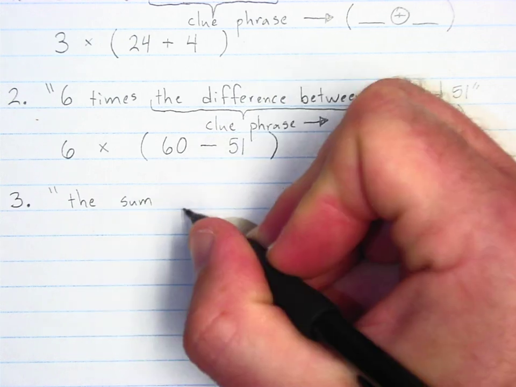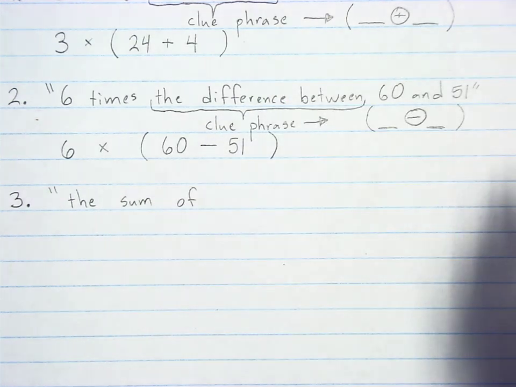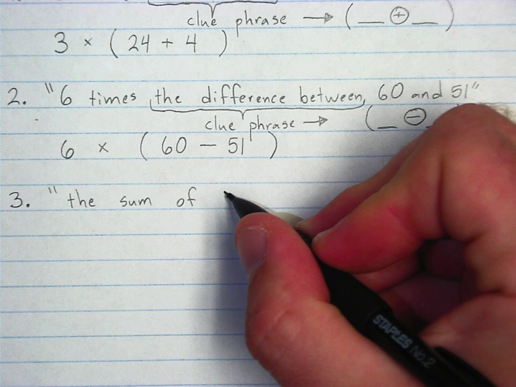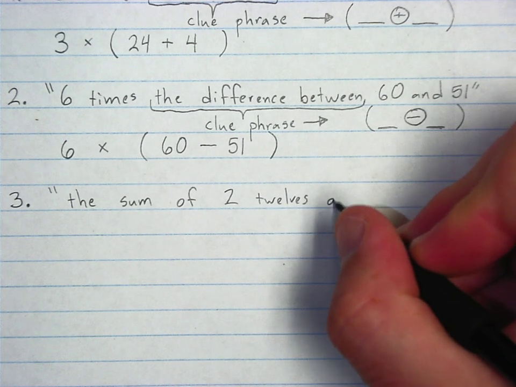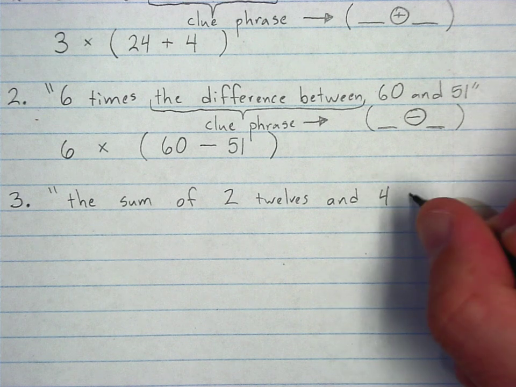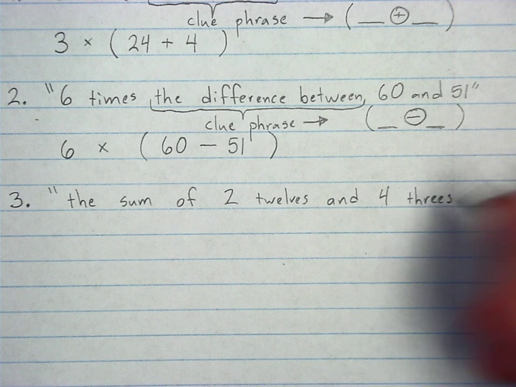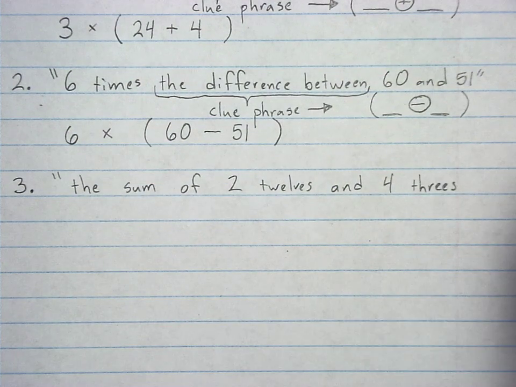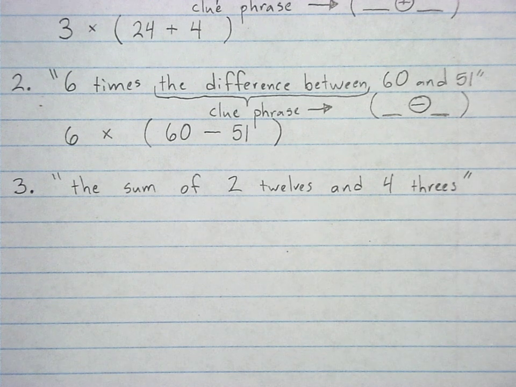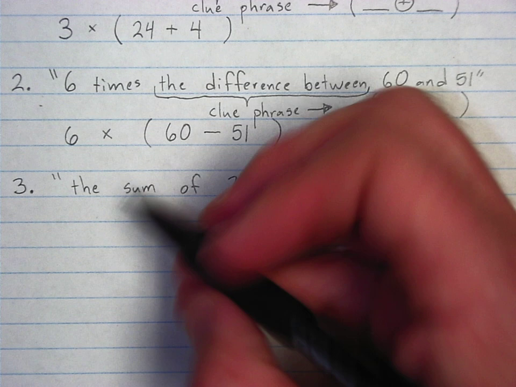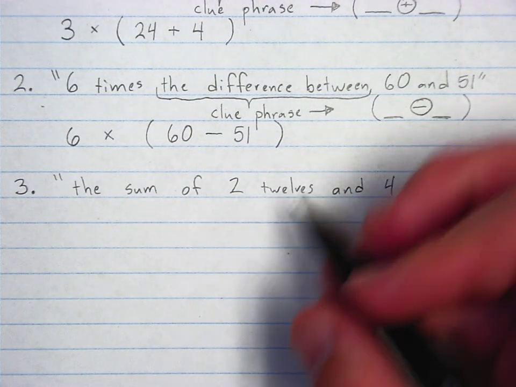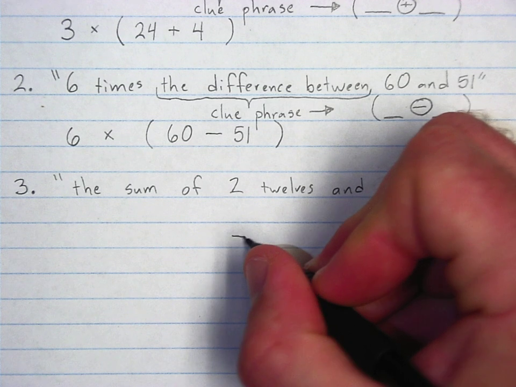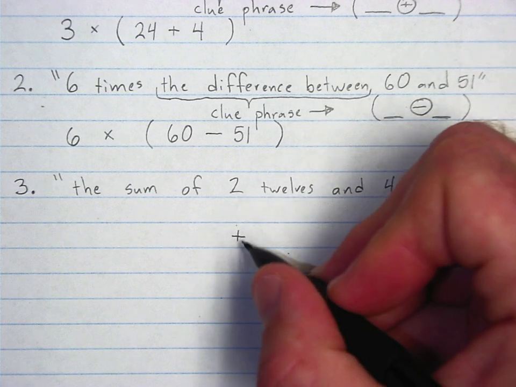The sum of 2 12s and 4 3s. Okay, close quotations. Well, we have our clue sentence again. The sum of... I'm going to cut that stuff out. We've done that already. The sum of, I know we're going to be adding, right?